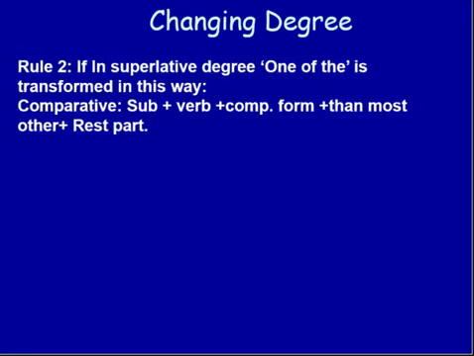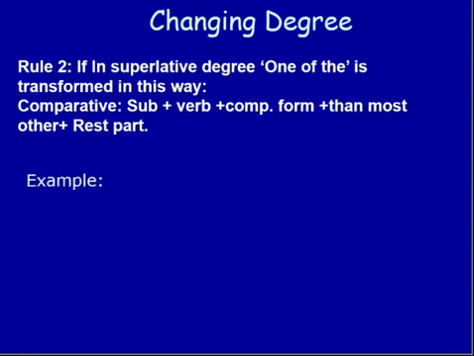If in a superlative degree there is "one of", transform in this way. If you see "one of" in the superlative form, then you will have to transform it to comparative. Subject plus verb plus comparative form, then "than most other". After that we'll have to write the rest part of the sentence.